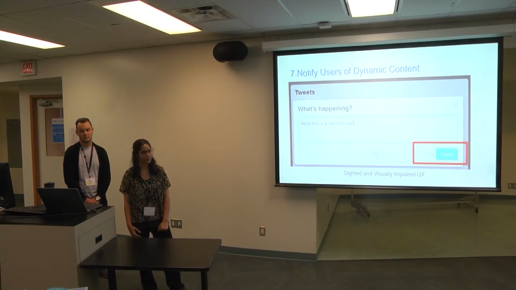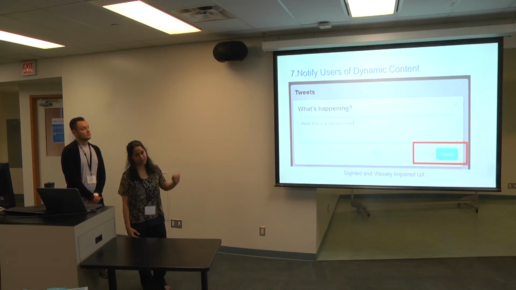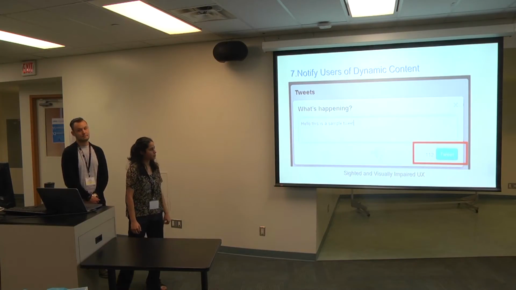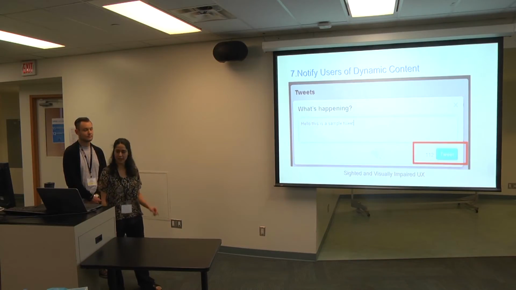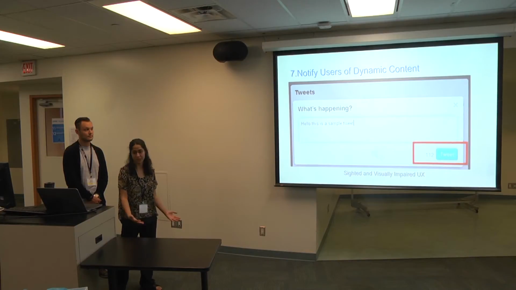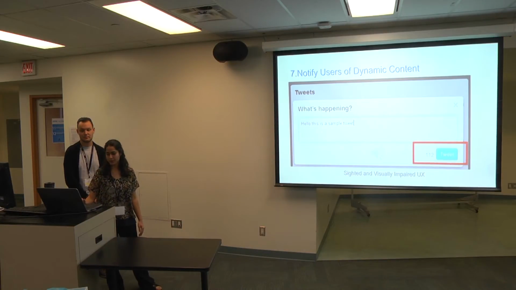Let's look at a third example. You want to send a tweet. So at the bottom right corner, just notice that it shows you how many characters you have remaining before you reach your limit. So what would the visually impaired user hear when they get here?